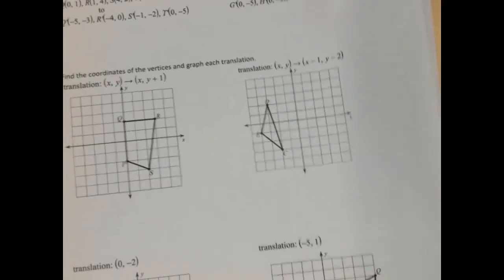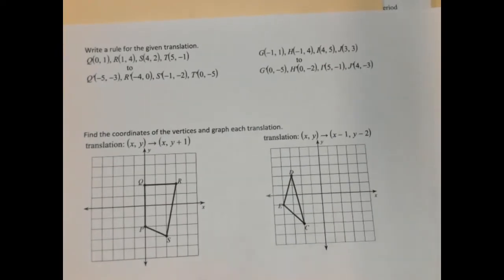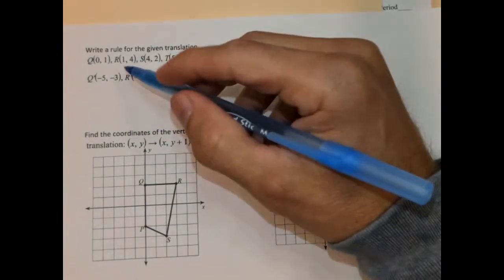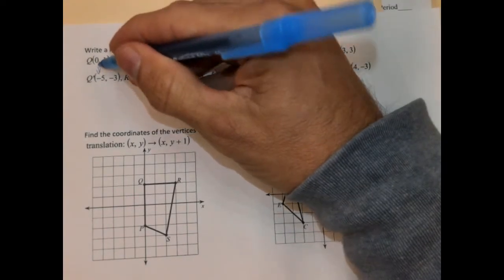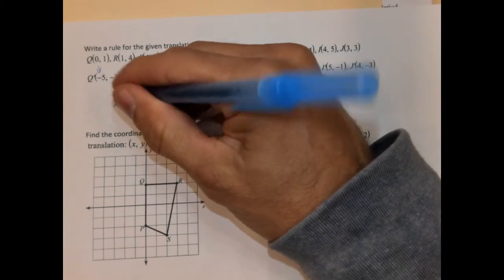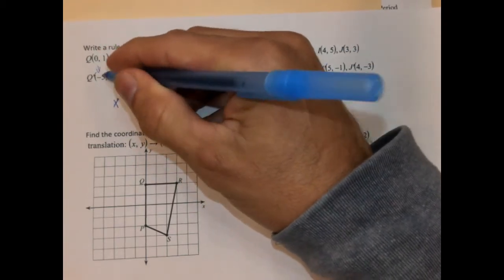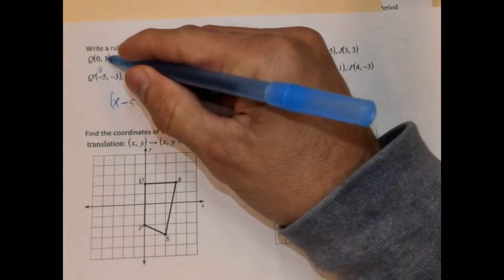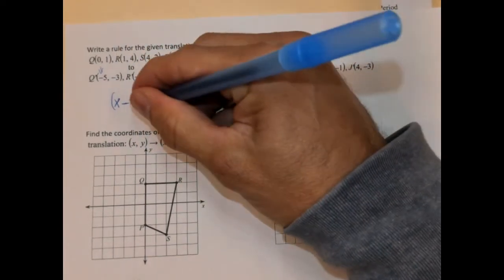Okay, the last page of the notes here, we have write a rule for the given translation. Again, you can just pick a point. So we'll go ahead with Q. We look at what happened to Q here. We went from 0 to -5, so we subtracted 5 from x. Going from 1 to -3, we have to subtract 4. So y minus 4.